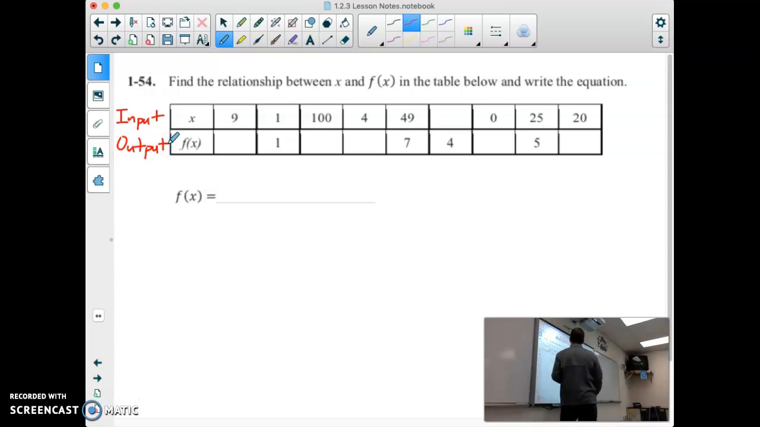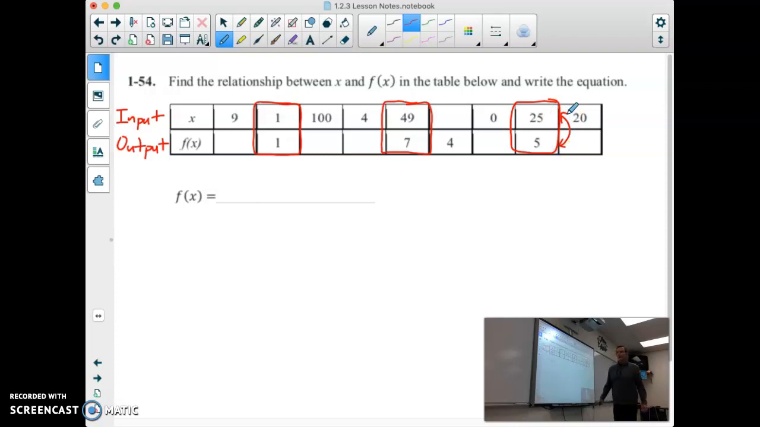So look for these 3 columns to help get you started. Look at the relationship between our input and our output. So if we look at 1 and 1, we plug in 49 and we get 7. If we plug in 25 and we get 5, what's the relationship between these 2 numbers?